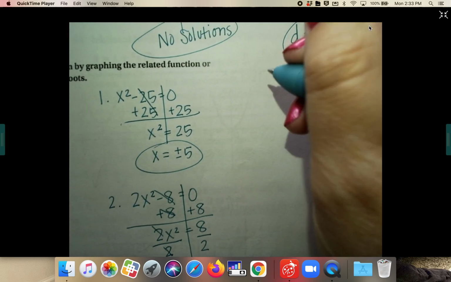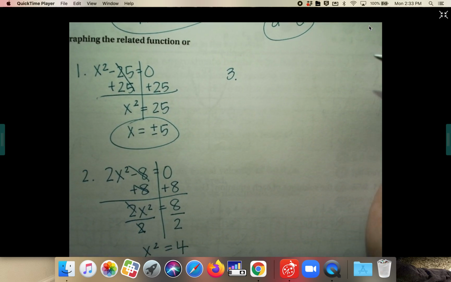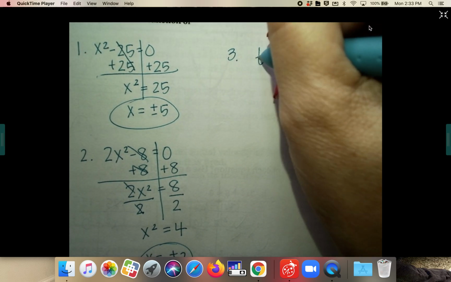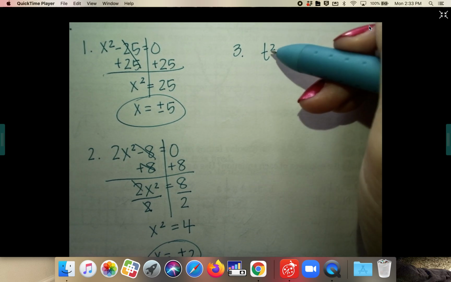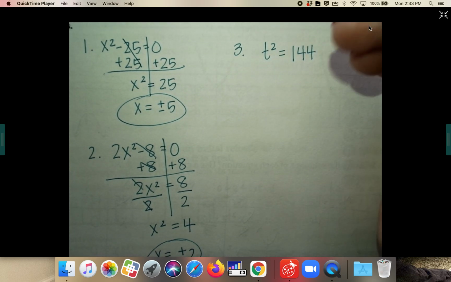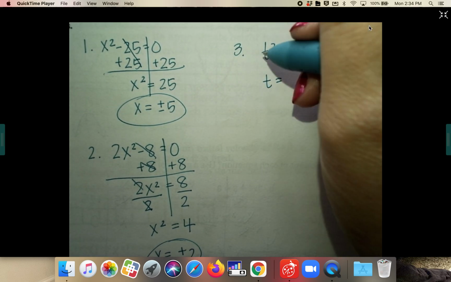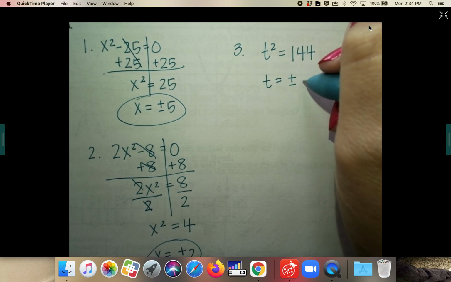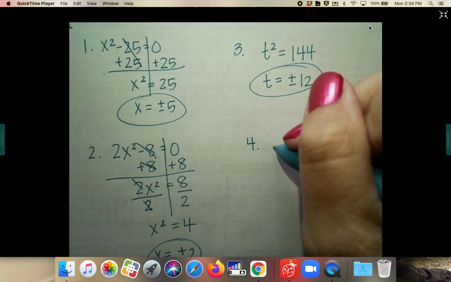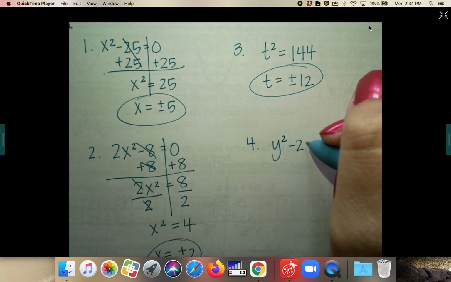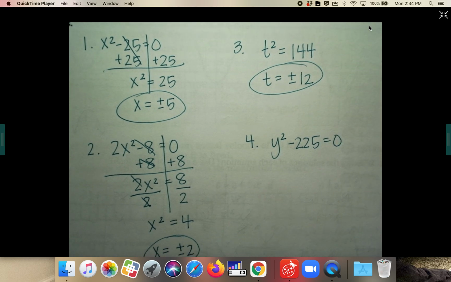All right, let me try number 3. It is, if you can't see it on your own paper, t squared equals 144. So it's already done. You don't have to do any math. What is the square root of 144? That would mean t is equal to 12 or negative 12. Okay, and then the last one, y squared minus 225 equals 0.